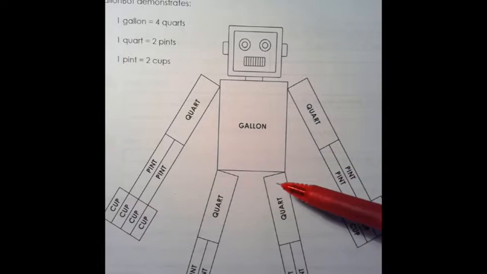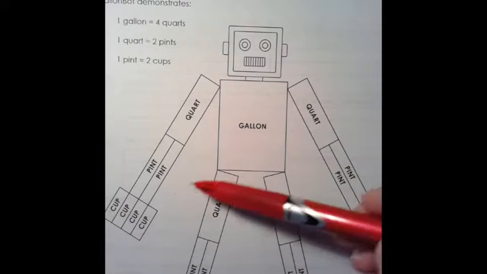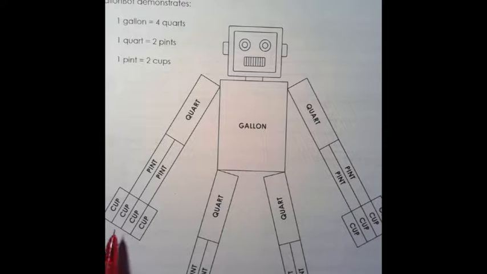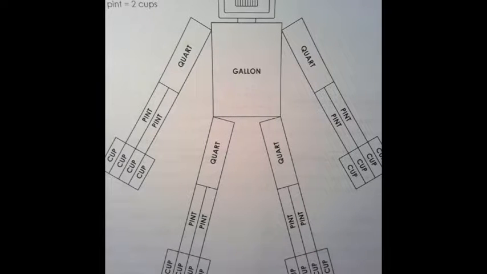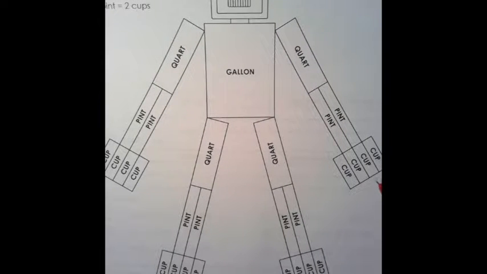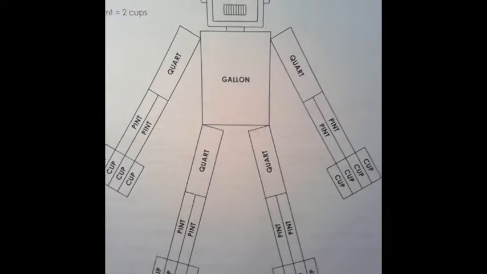1 gallon also equals 8 pints: 1, 2, 3, 4, 5, 6, 7, 8 pints. 1 gallon also equals 16 cups, because if we go through, we have 4, and another 4 would be 8 down here. Another 4 is 12, and then we have 4 more that would equal 16 total cups. So we're going to use him to help us figure out problems 5 through 10.